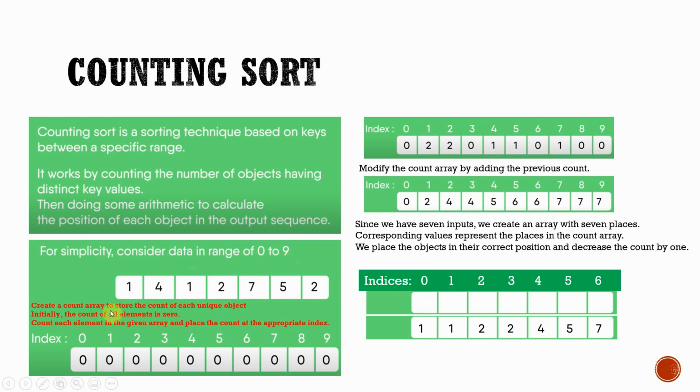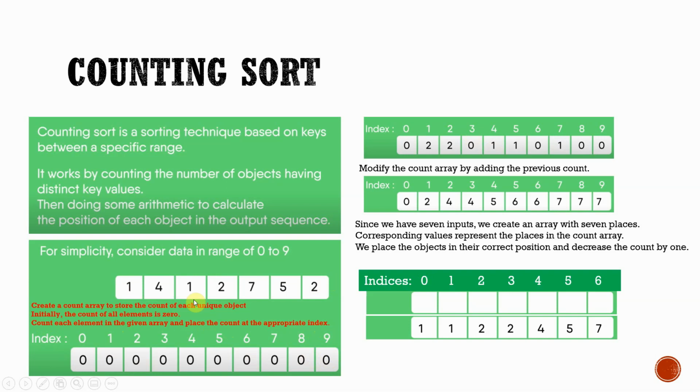So let's assume that we have this array, and the information that we were given is that all the elements of this array are in the range from 0 to 9. The first thing we do is create another auxiliary array, let's call it C, short for count. Create a count array to store the count of each unique object. Initially the count of all elements is 0. You can see that here, before we start going through this array, the count of every element is 0.